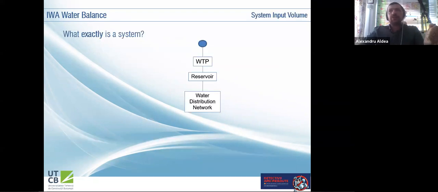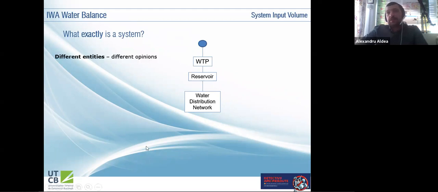So let's start with the system input volume, the first one. But the first question is, what exactly is a system? And here starts all the problem. How do you define a system? Who defines what a system is? Let's take a very simple example. We have some wells here, raw water, we have a pipe that goes to a water treatment plant, then goes to a reservoir, and then to a water distribution network. So what exactly does the system represent?